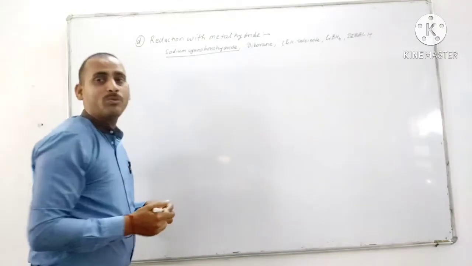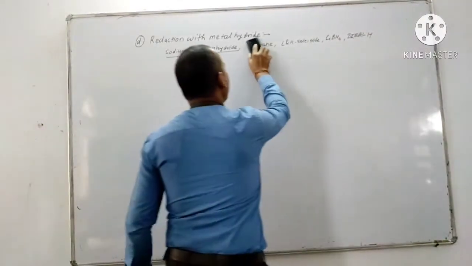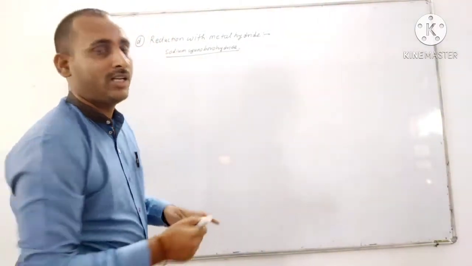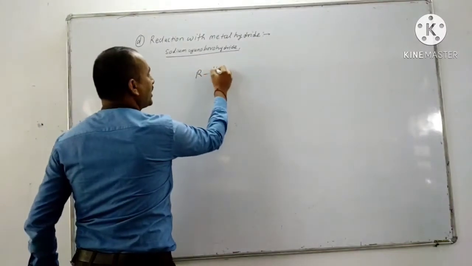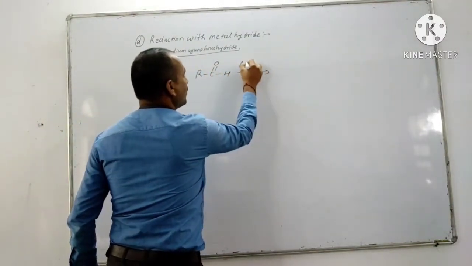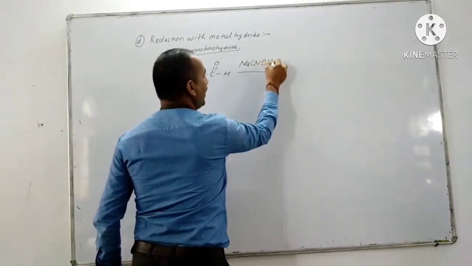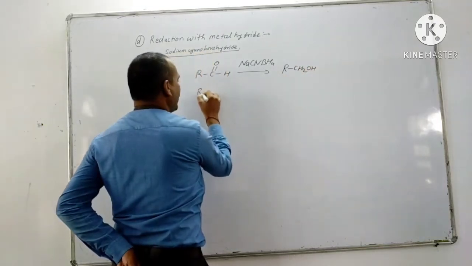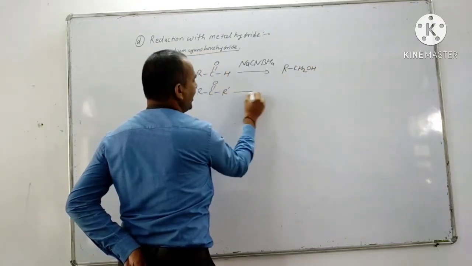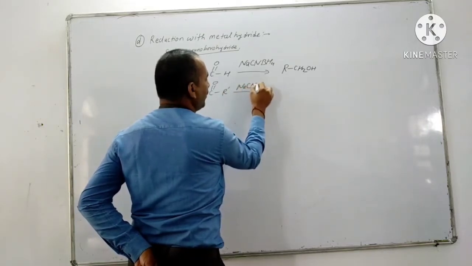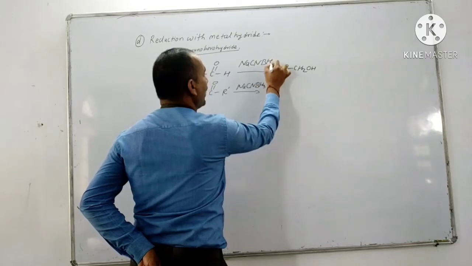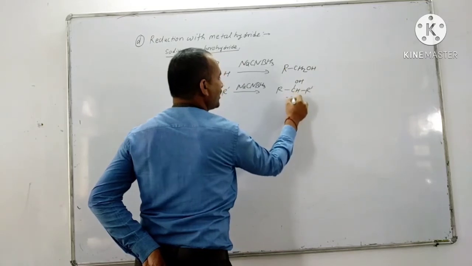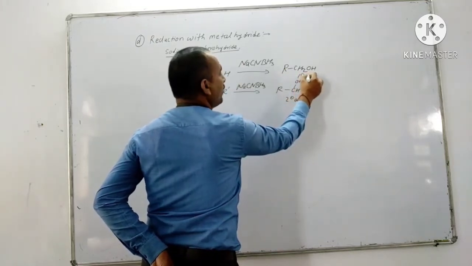Now, sodium cyanoborohydride is used for the reduction of aldehyde and ketone to the corresponding primary and secondary alcohol. So aldehyde RCHO by using sodium cyanoborohydride gets reduced to RCH2OH, primary alcohol, and ketone RCOR' gets reduced, with NaCNBH3, to RCHOH R', secondary alcohol, and aldehyde gives primary alcohol.